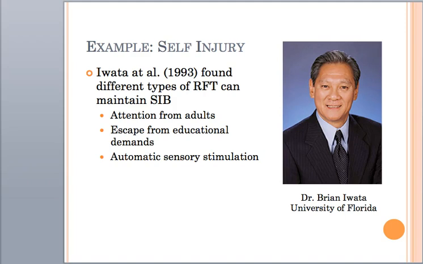And then there's also the possibility of automatic sensory stimulation. And he found that for some individuals, self-injury is maintained by one of these three different possible sources of reinforcement. It's also possible for a single individual to engage in a similar self-injurious behavior in three different contexts for three different reasons. So it can be quite complex.